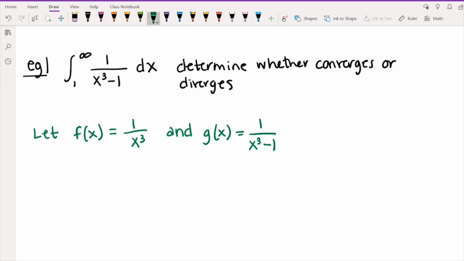So for example, if we plug in 2 to the first one, we would get 1/8. If we plug in 2 to the second one, we would get 1/7. And so which one's bigger, 1/8 or 1/7? Well, actually 1/7 is bigger. So what happens to a fraction when you take the denominator and make it smaller? The fraction actually gets bigger. So that would tell us that g of x is actually greater than or equal to f of x.